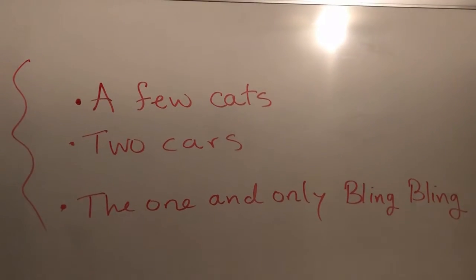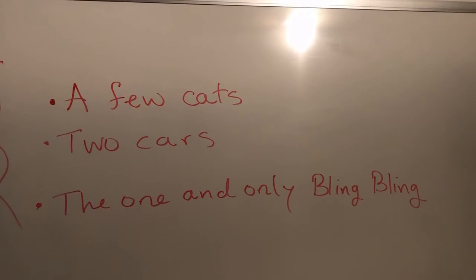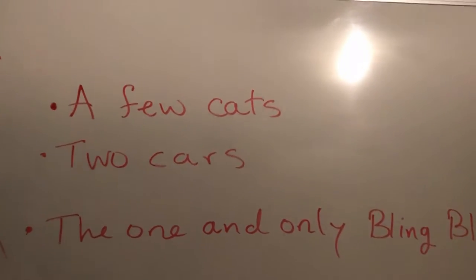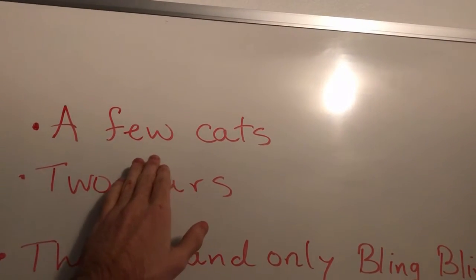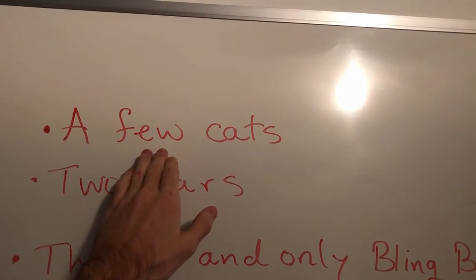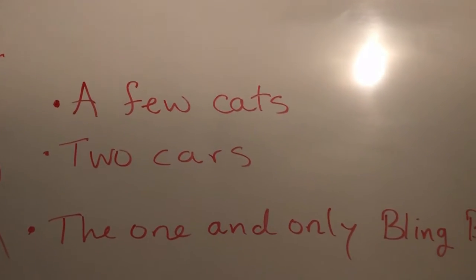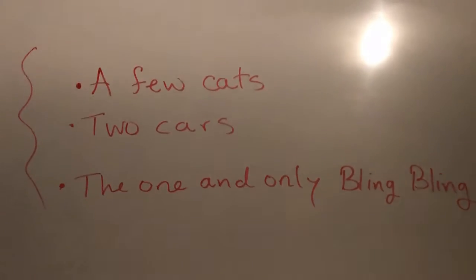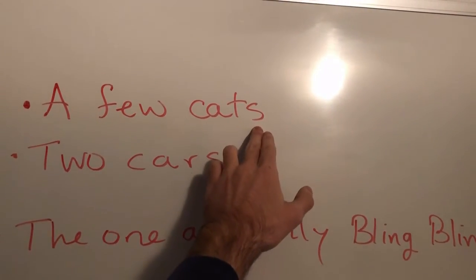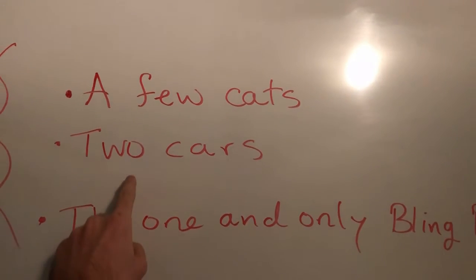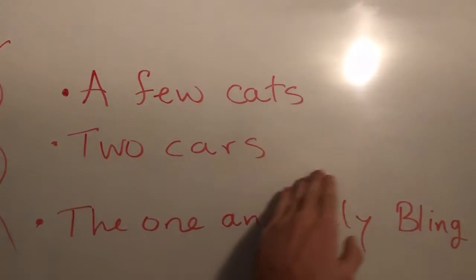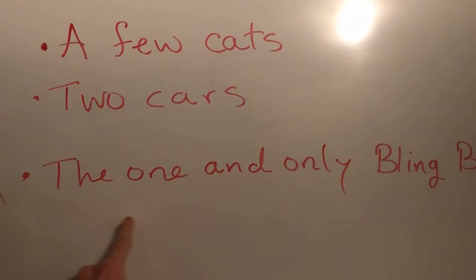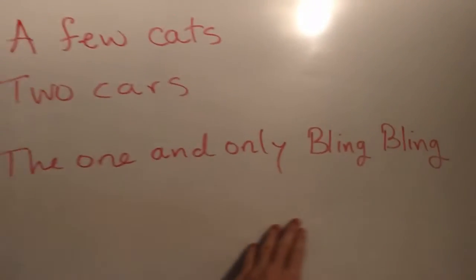We see a few cats, 2 cars, the one and only bling bling. Now actually, one is tempted to say that the quantifier here is "a few", but following the treatment given in Barwise and Cooper's paper, Generalized Quantifiers in Natural Language, we actually take this whole noun phrase to be the quantifier, not just "a few". The same applies here. This is not the quantifier, this is the quantifier. And in the third case as well, this would not be the quantifier, the whole noun phrase is the quantifier.